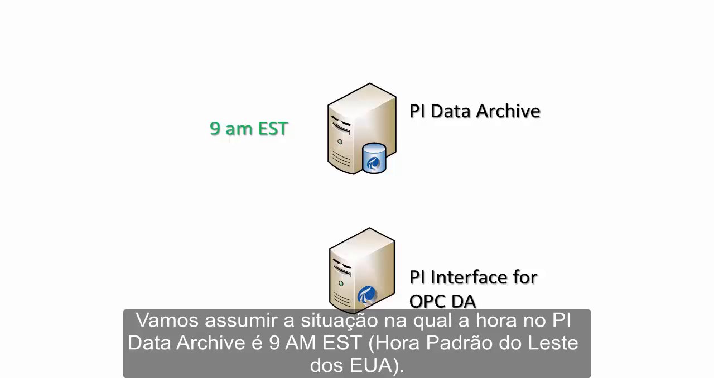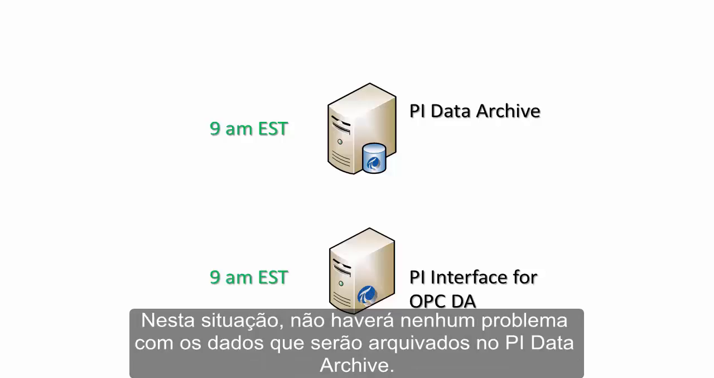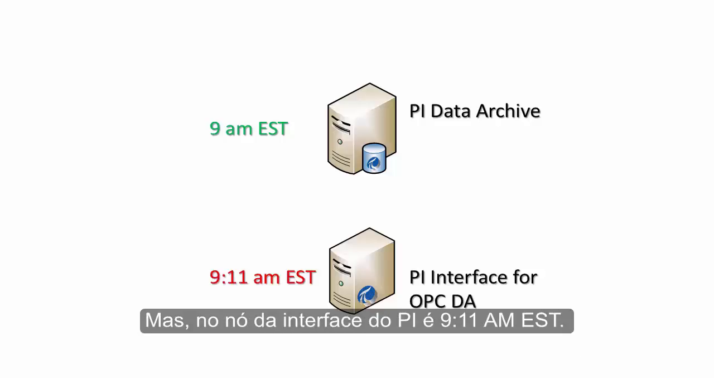Eastern Standard Time. Likewise, the time on the PyInterface node is also set to 9 a.m. Eastern Standard Time. In such a situation, there won't be any problem and data will be archived on the PyData archive. Now, let's have another situation where the time on the PyData archive is set to 9 a.m. Eastern Standard Time, but on the interface node it is 9:11 a.m.